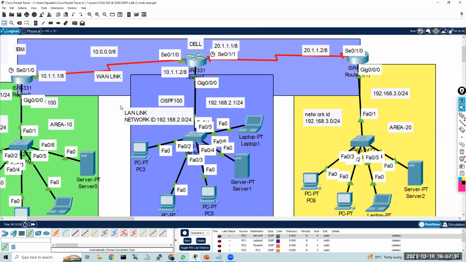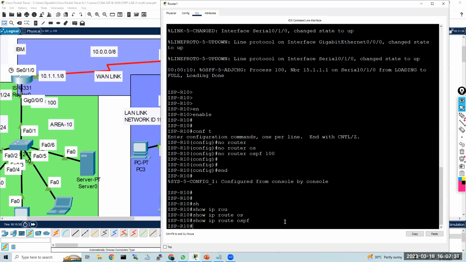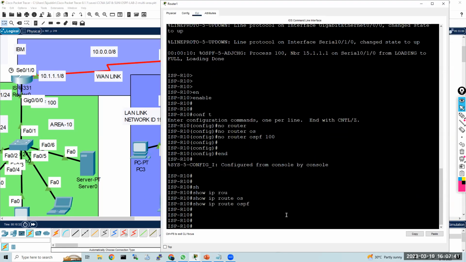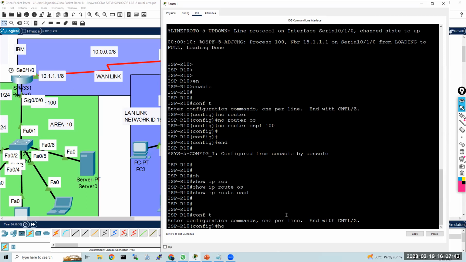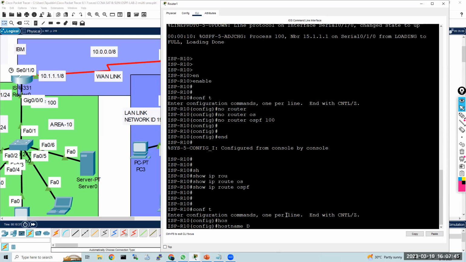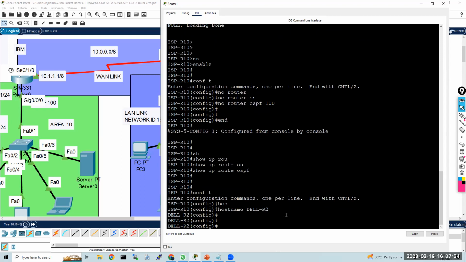Now we'll jump to your router 2, that is your Dell router. Guys, you know Dell company? Yes. I think Indian people, they know Dell. Michael Dell, you know Michael Dell? Who is the owner of Dell company? Okay, so let's configure this router now.